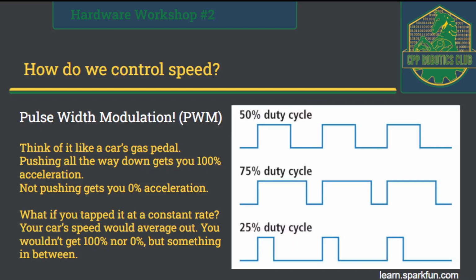I usually think of it as pushing a gas pedal. So when you push it all the way down, you get 100% acceleration. But when you don't push down on the gas pedal, you don't get any acceleration. But if you keep tapping it on and off at a constant rate, between 100% and 0%, then your output speed will be averaged out, and you will get an output of somewhere between that 0 and 100%.